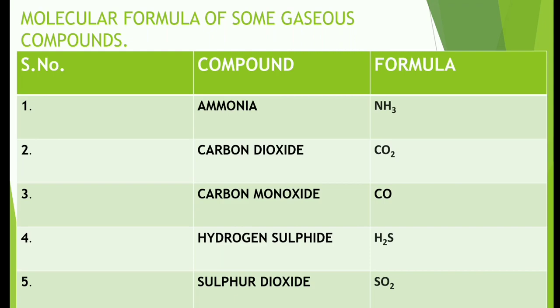Second is carbon dioxide, the formula is CO2. Third, carbon monoxide, formula is CO. Fourth, hydrogen sulfide, the formula is H2S. Then the last, sulfur dioxide, the formula is SO2. So these are some of the gaseous compounds, the compounds which are in the form of gases, and you can learn the formula from the given table.